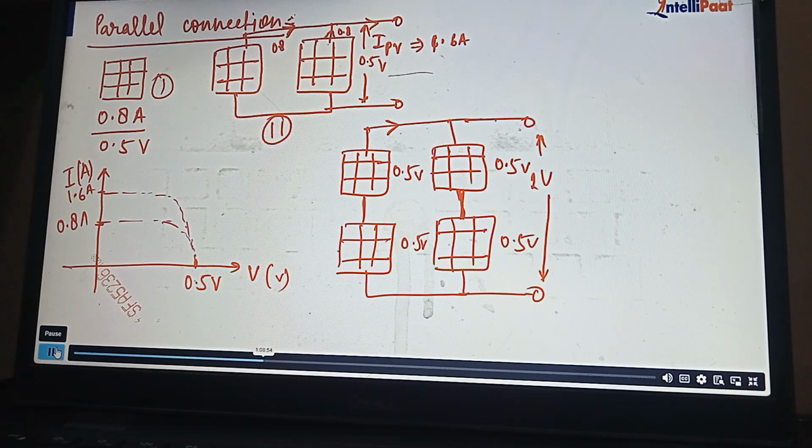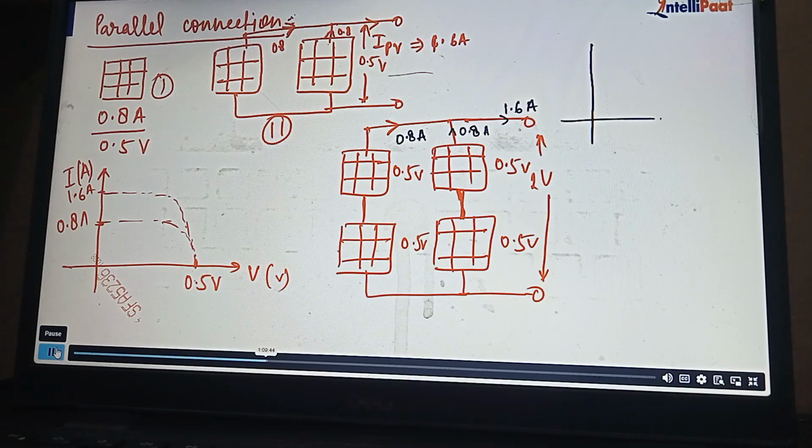And now current will be 1.6. Why? Though we have connected two panels, will it increase? No, it will not increase. Whether you have connected 2, 3, 4, 5 or 6 panels in series, there is no increase in the current. So it will produce 0.8 ampere only. The other set is also producing 0.8 ampere. So the total current that will be supplied to the load is 1.6 ampere.